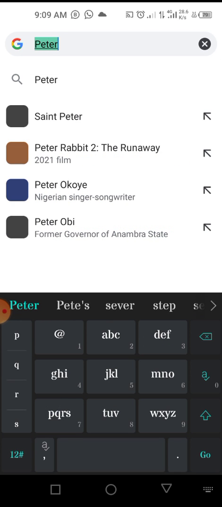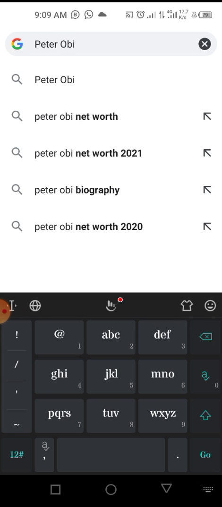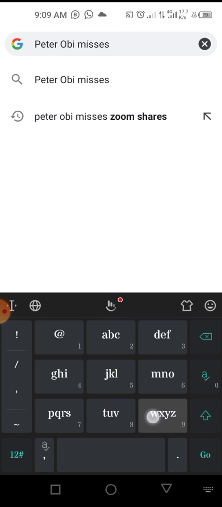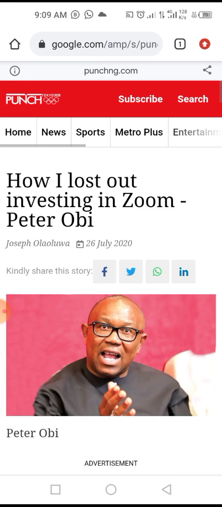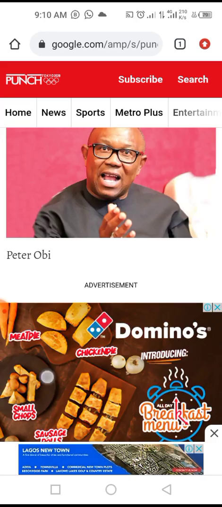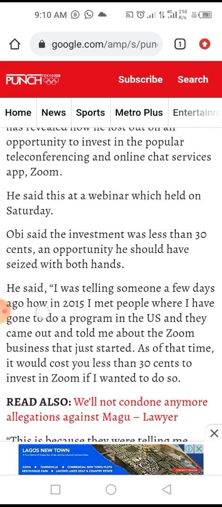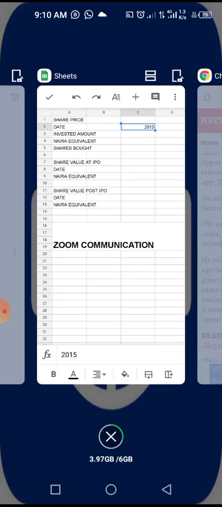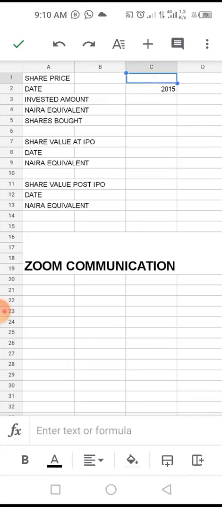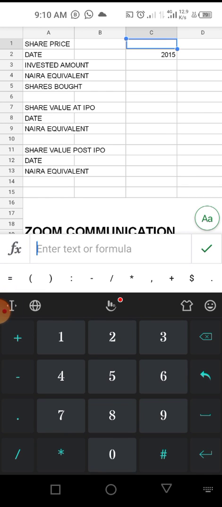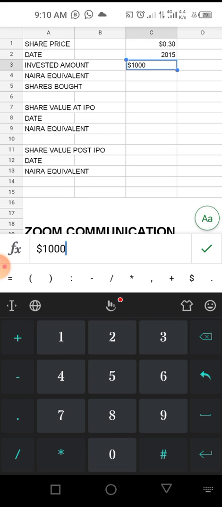And one news that I think will give you this information is the news posted on Punch newspaper on the 26th of July 2020 by Peter Obi, who had the opportunity to invest in Zoom as at 2015. As at that time, the price of the shares were 30 cents. You can see the price there. So, price of the shares as at 2015 was $0.30.